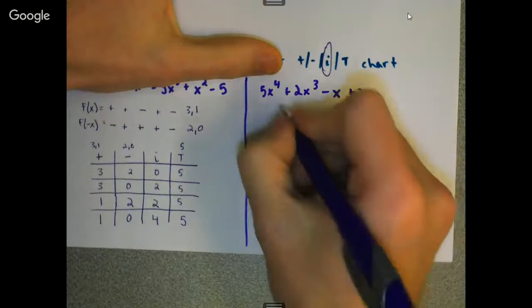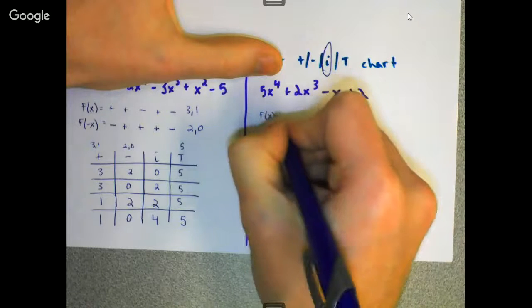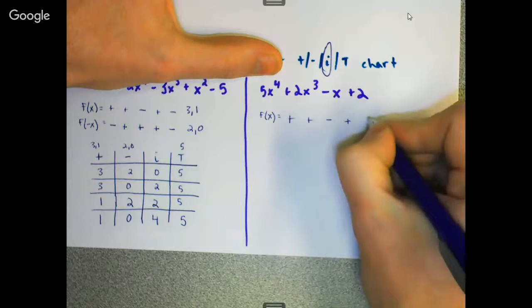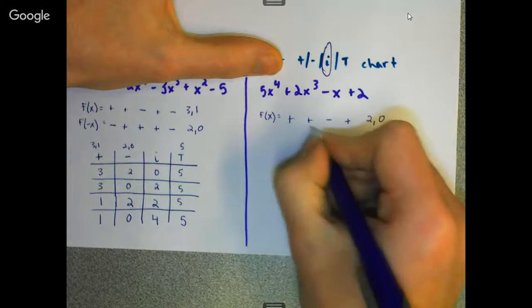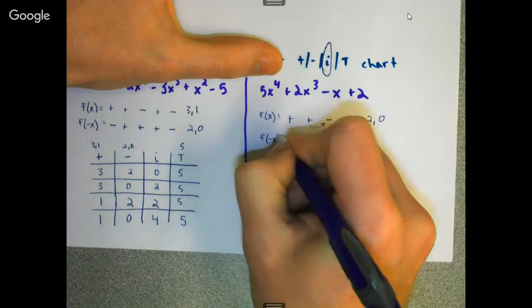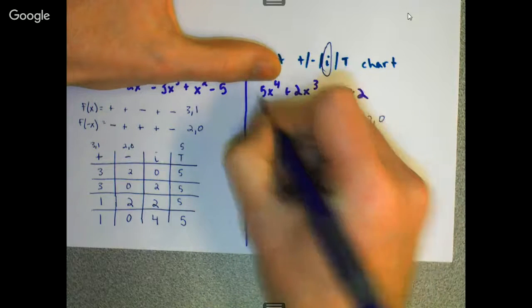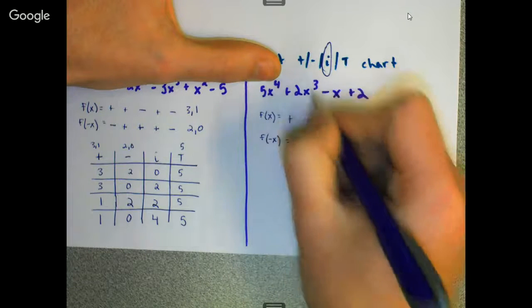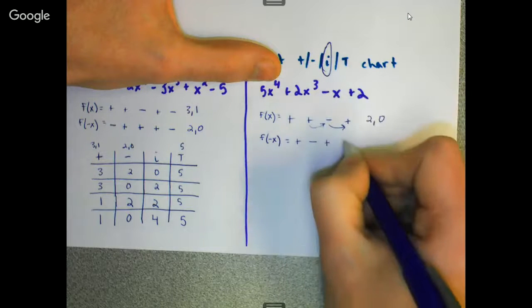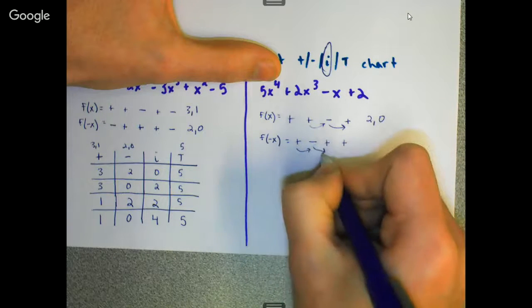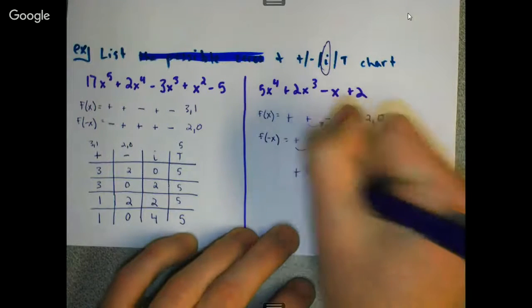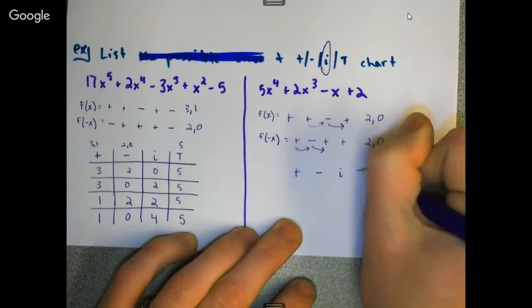Over here in this one, f of x, that's positive, positive, minus, positive. So that's 2 or 0, 1, 2, or down by an even number. F of minus x: this one doesn't change. This one changes to a negative. This one changes to a positive. And this one stays a positive. So that's 1, 2 sign changes. So 2 or 0. So we have plus, minus, i, t.